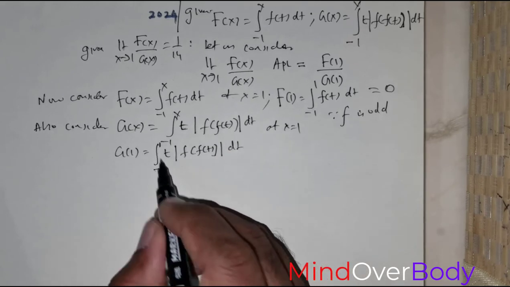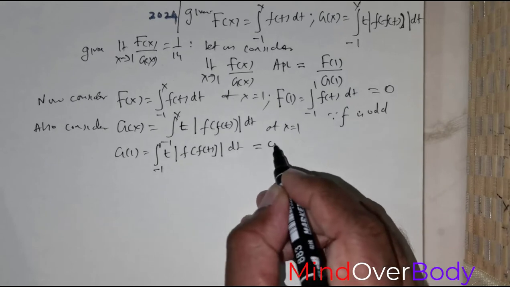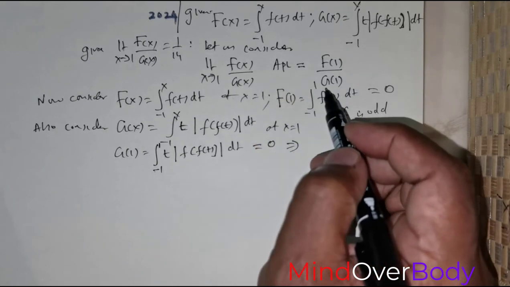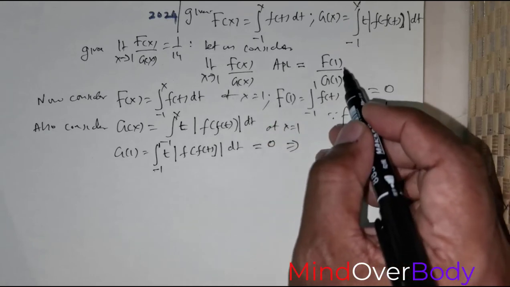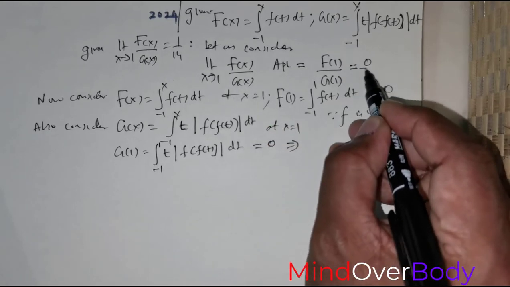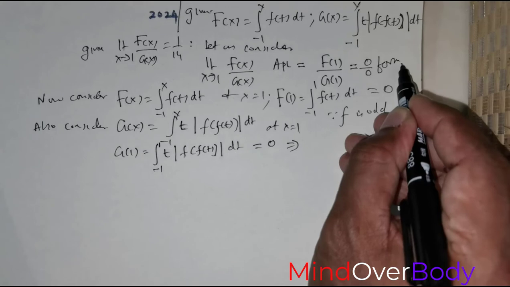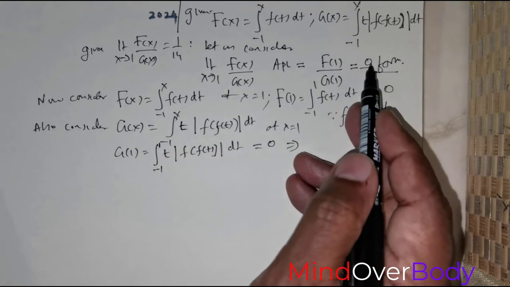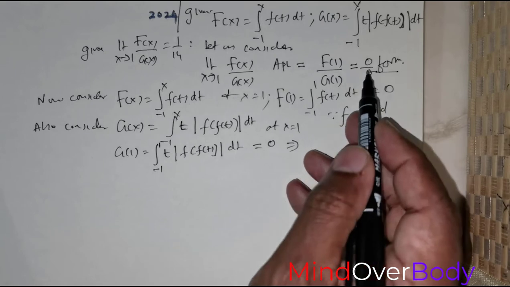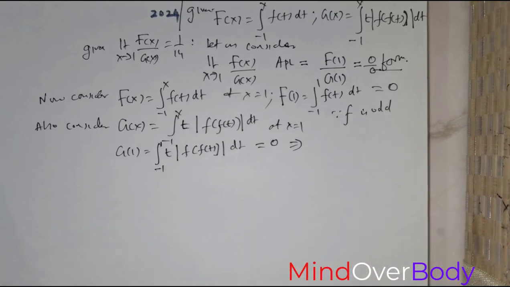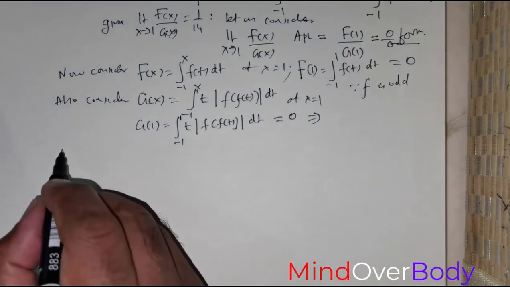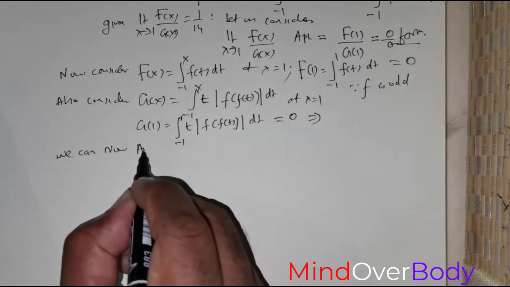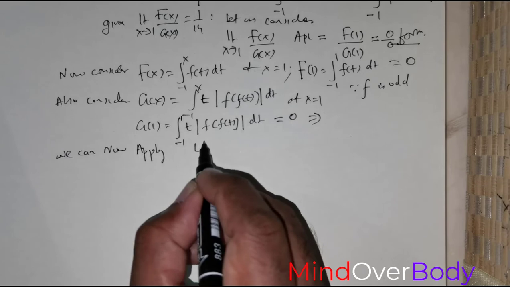Now this is negative 1 to 1. So clearly this is also going to be equal to 0. So this would mean applying limits, this is going to be 0 over 0 form. Right? So I did all this just to show you that F of 1 is going to be equal to 0 and g of 1 is going to be equal to 0. So once they are 0 by 0 form, we can now apply L'Hopital rule.